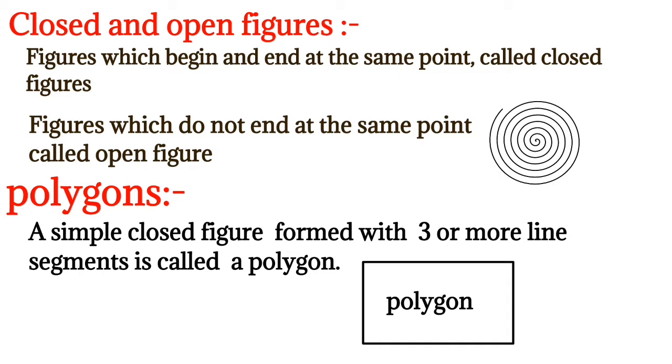I already explained about line segments. Please go and watch that video. You will get an idea. The line segments which form a polygon are called its sides. A side is nothing but something having 2 endpoints. We cannot extend beyond that.